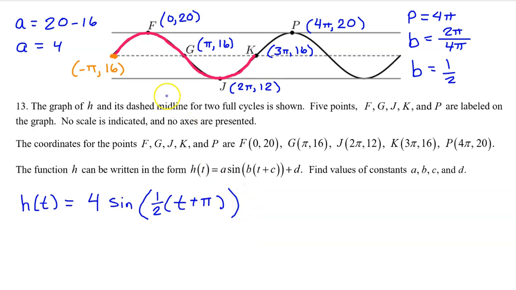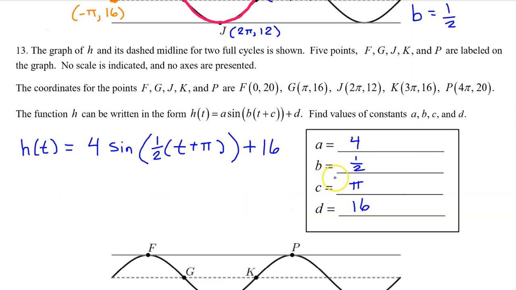The d value is going to come from the midline, which is y equals 16. So the d value is 16. You can record your answer like this or like this.